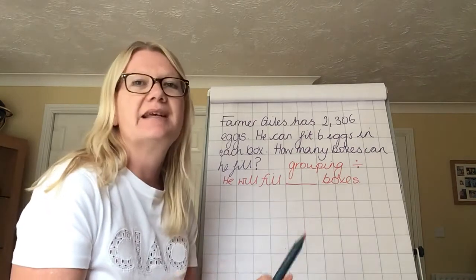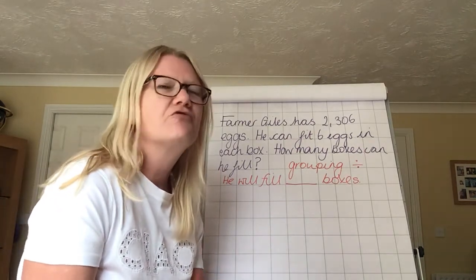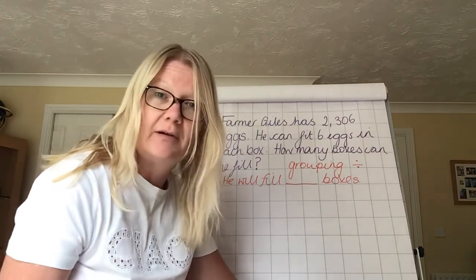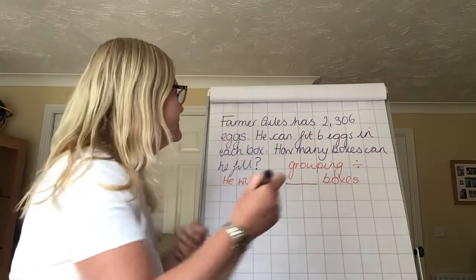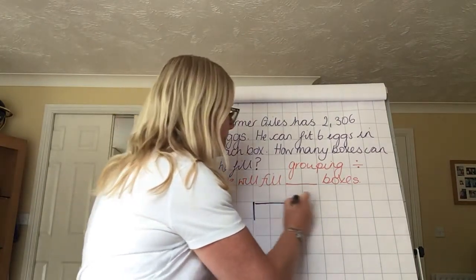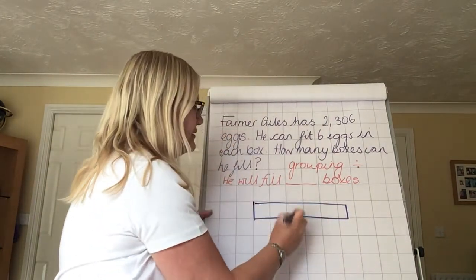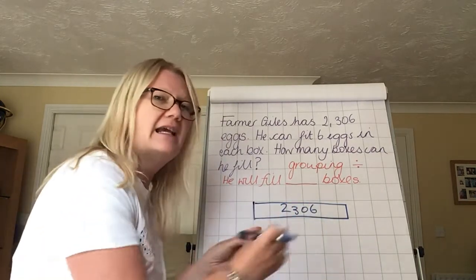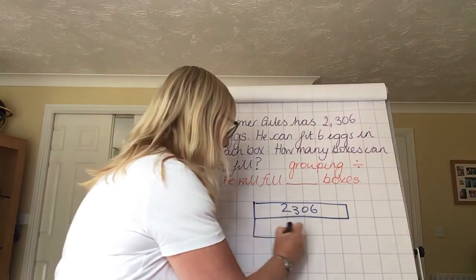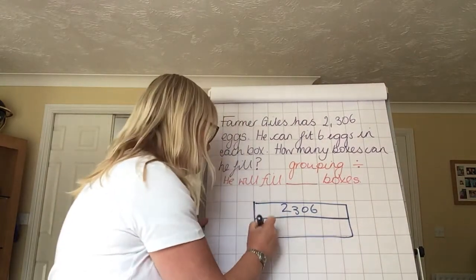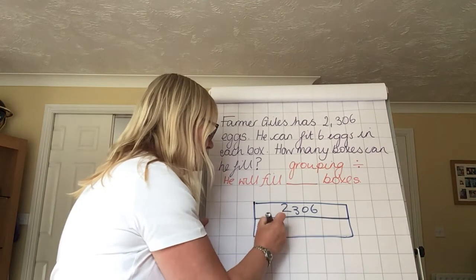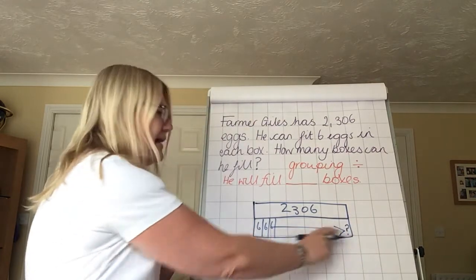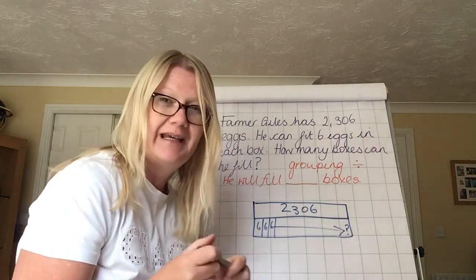So our next bit is actually construct, isn't it? We can draw it, we can make a model. Lots of options. I'm going to use a bar model because, as you know, I like a bar model. So let's have a look. We have got a whole load of eggs, 2,306 eggs. And we're going to break this up into groups of 6. And what we need to know is how many of these 6s can we make.